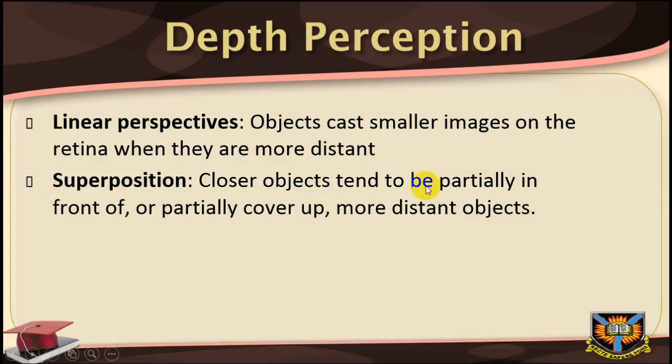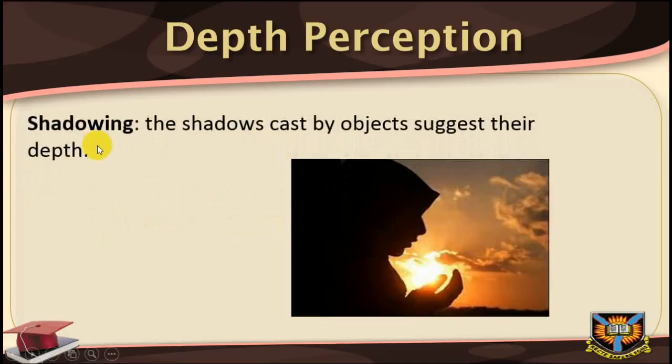Superposition. Closer objects tend to be partially in front of or partially cover up more distant objects. Shadowing. The shadows cast by objects suggest their depth.